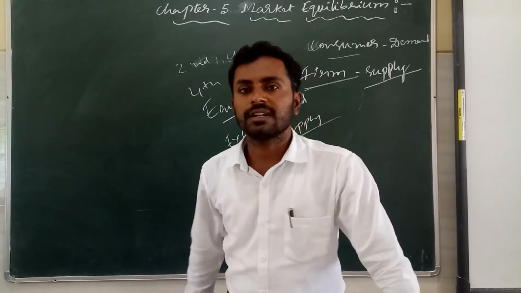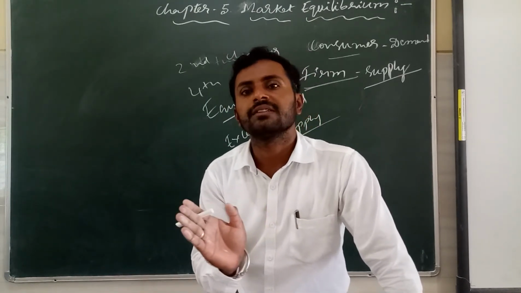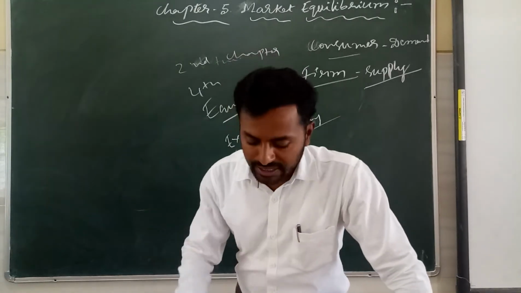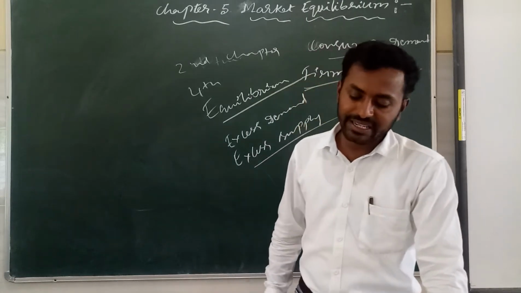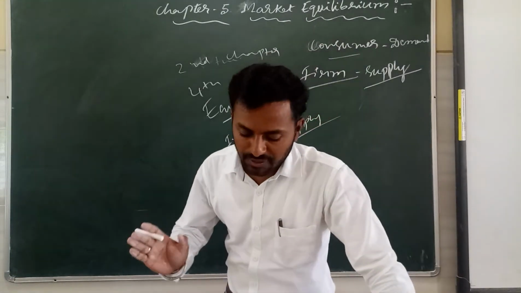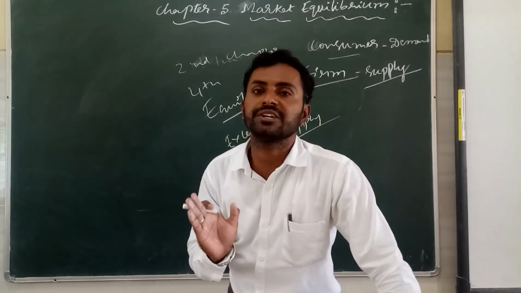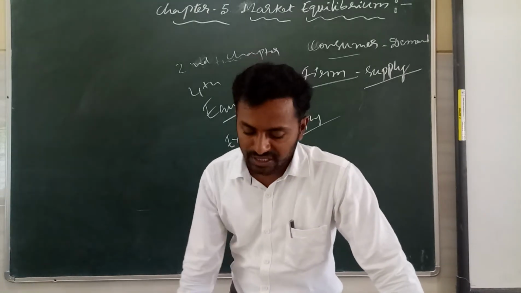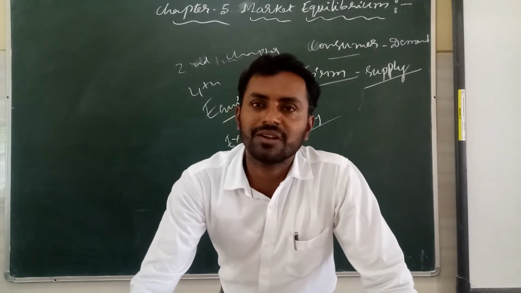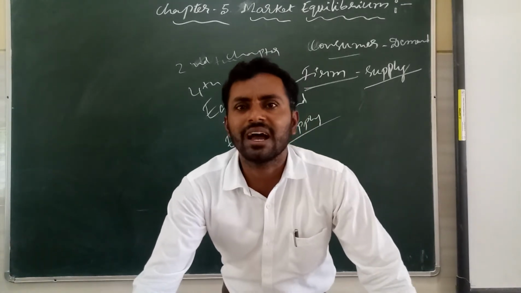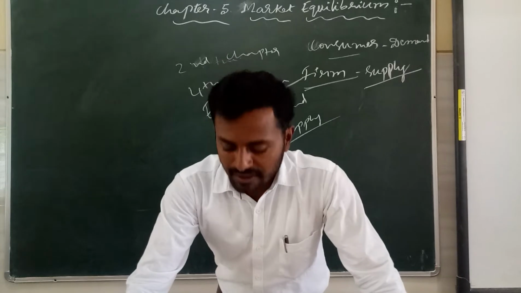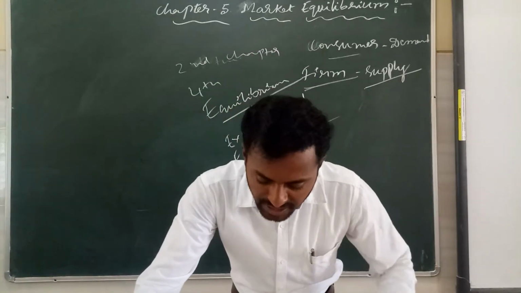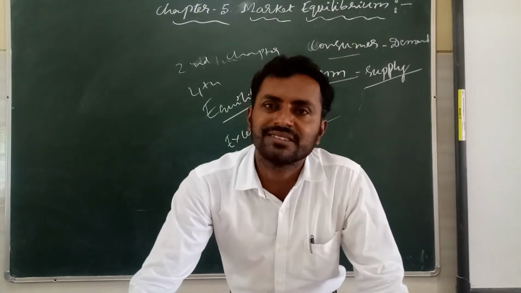Chapter 2 is the theory of consumer behavior. Chapter 4 is the theory of the firm under perfect competition. See, the objectives discussed in the 2nd and 4th chapters. For the consumers in the 2nd chapter, what is their main objective? Consumers are to maximize their respective preferences.